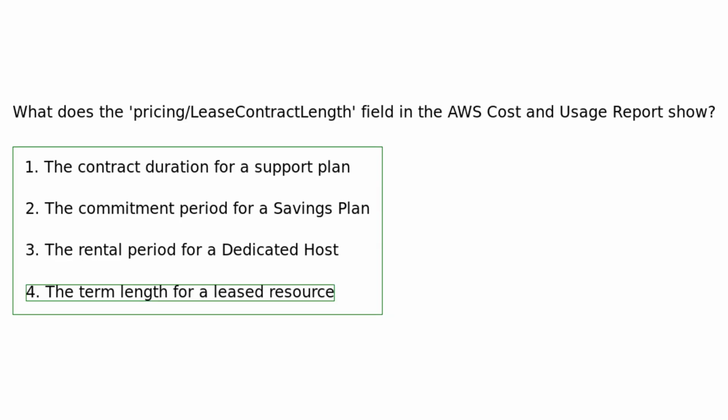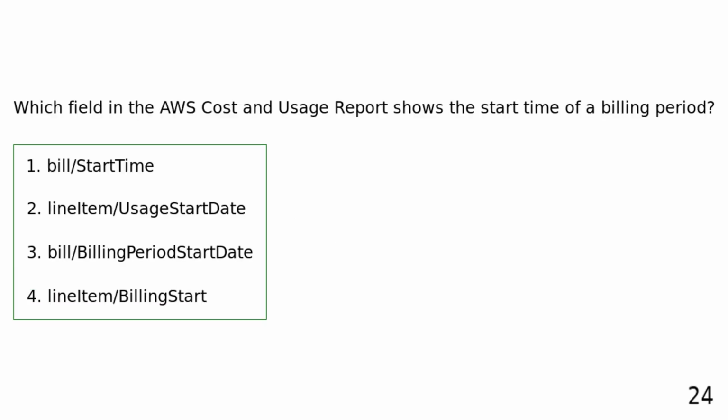For leased resources like reserved instances, the pricing/lease contract length field shows the term length, helping to track long-term commitments. Which field in the AWS cost and usage report shows the start time of a billing period? Bill/start time. Line item/usage start date. Bill/billing period start date. Line item/billing start.